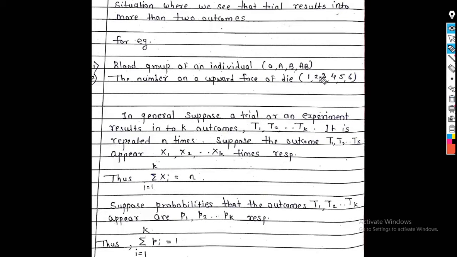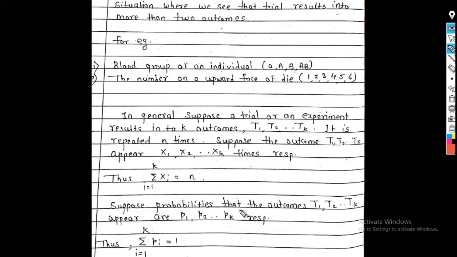We can define the above situation in a general way. Suppose in general, a trial or an experiment results in k outcomes, that is t1, t2, ..., tk. It is repeated n times. Suppose the outcomes t1, t2, ..., tk appear x1, x2, ..., xk times respectively. That is, outcome t1 appears x1 times, t2 appears x2 times, and so on, tk appears xk times. So x1 plus x2 plus ... plus xk is equal to n, that is the number of trials.